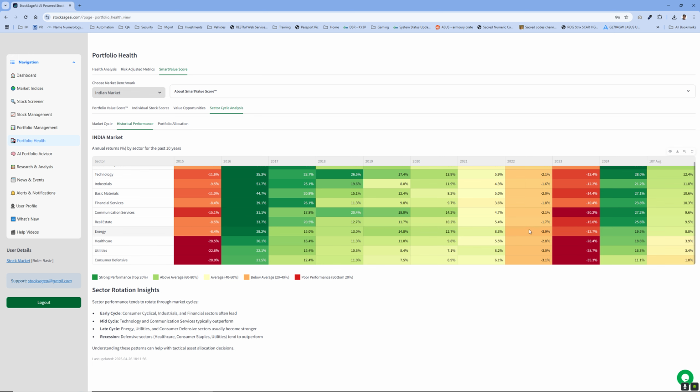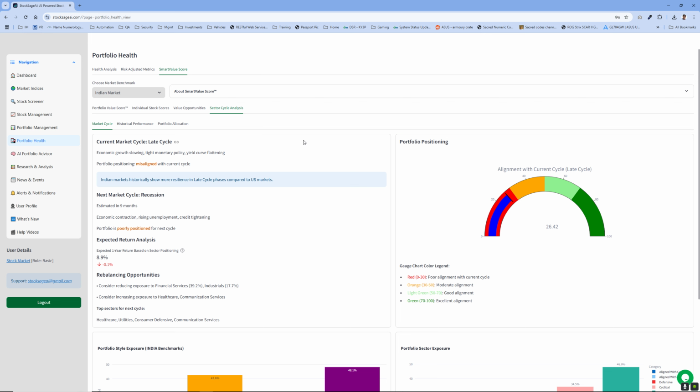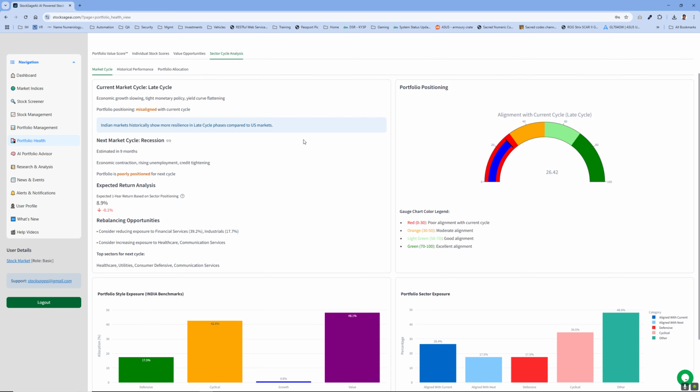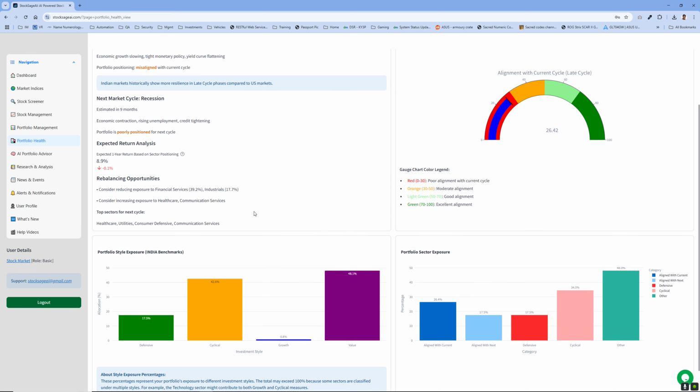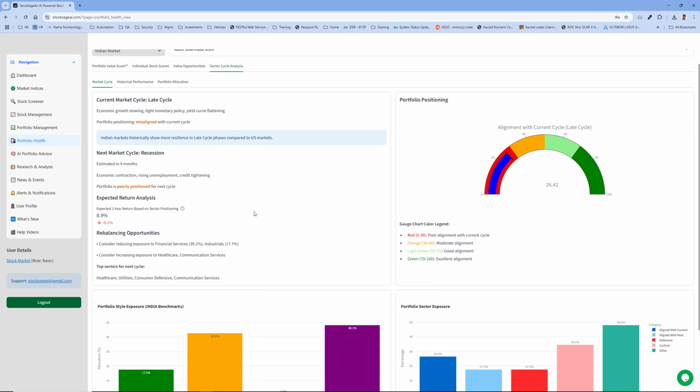And on the basis of what the market cycle is, we have tried to figure out how your portfolio is aligned to it. So if I go back to the market cycle, we are currently in the late market cycle, and our portfolio, which we have in this platform, is misaligned with the current cycle. Why? Because if I look at the exposure, we have an exposure of 17.5% in defensive, 42% is cyclical, growth sector is only 0.8%, and then the value sector is 48%. The system lets us know where you have gone wrong and how you can improve for the next cycle.